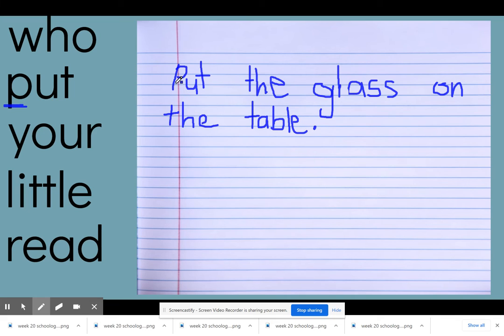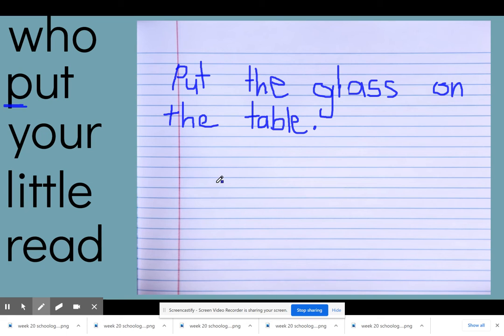Okay, so I'm checking. I have a capital letter at the beginning. I ended with a punctuation mark of a period. I have spaces. Okay, I don't have any other capital letters in here because I don't have any names. I just need the capital letter at the beginning. Put the glass on the table.